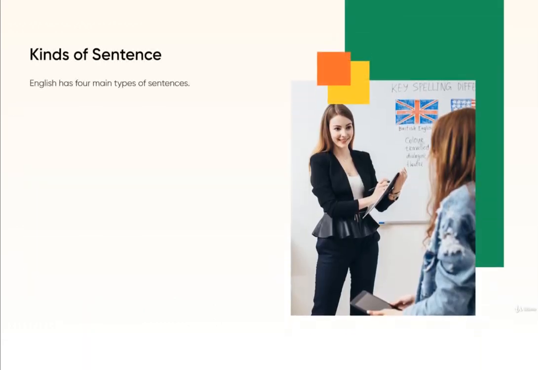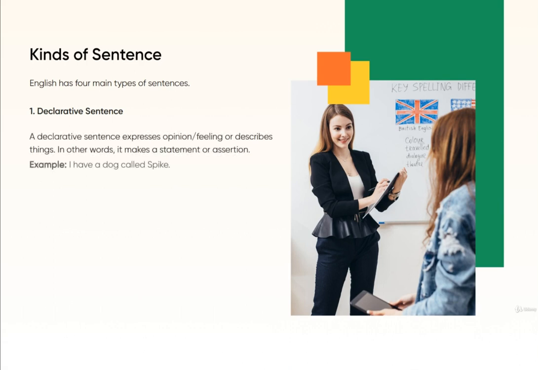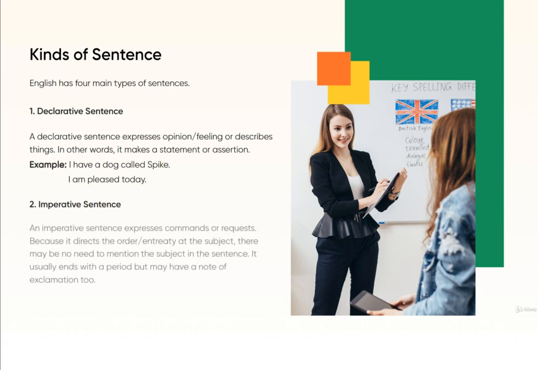Kinds of sentence. English has four main types of sentences. 1. Declarative sentence. A declarative sentence expresses opinion or feeling or describes things. In other words, it makes a statement or assertion. Example: I have a dog called Spike. I am pleased today.